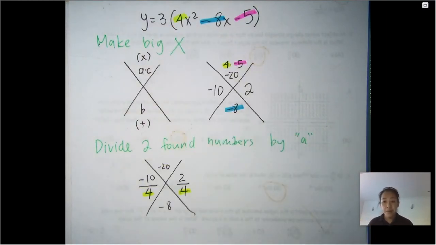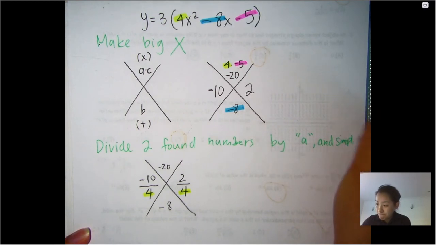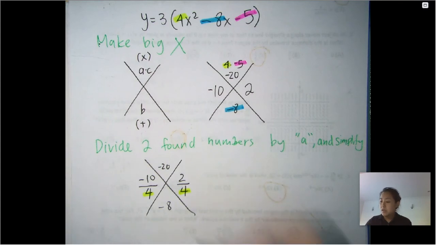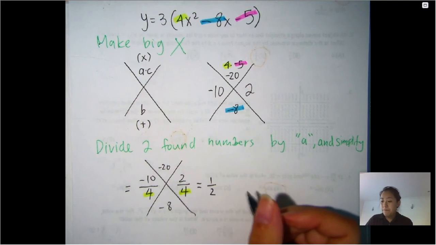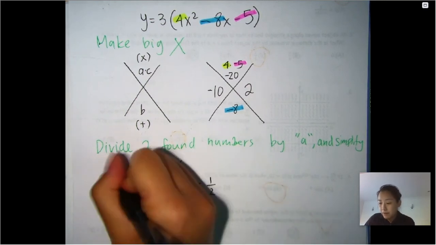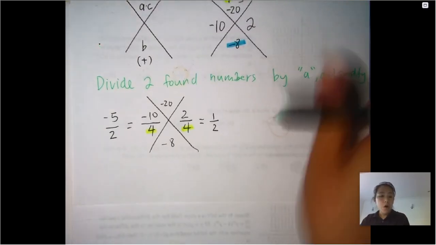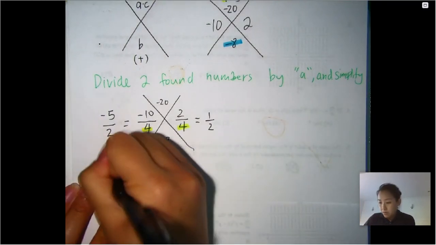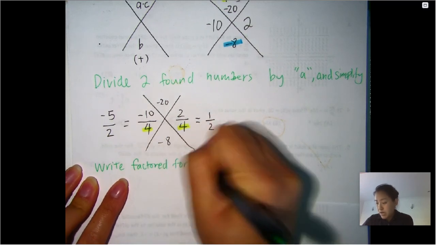Okay, you're going to simplify both of these fractions. And so 2 over 4 simplifies to 1/2. And then negative 10 over 4 simplifies to negative 5 over 2. Okay, and so we're going to write out our factored form now. So all we do is include the GCF.